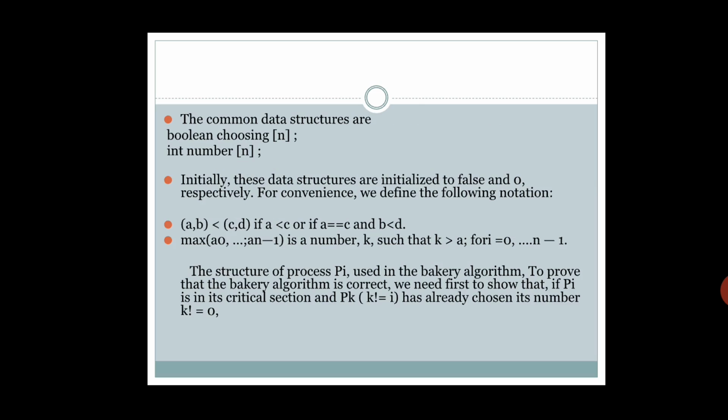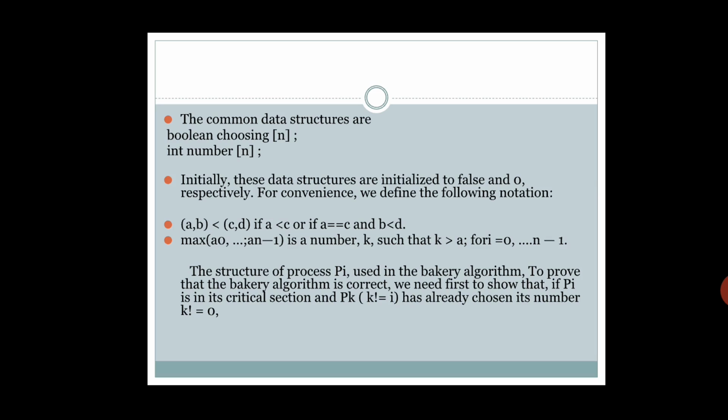Okay, now let us see the common data structures. Again, you have one array called choosing, which has the capacity to store n values, and one more integer array with the name number, which again has the capacity to store n numbers. Initially, these data structures are initialized to false and 0 respectively. For convenience, we define the following notation. There are some notations which you have to see for this particular solution. These notations can be converted for programming if required, but ultimately, based on this notation, we are going to take the next step.